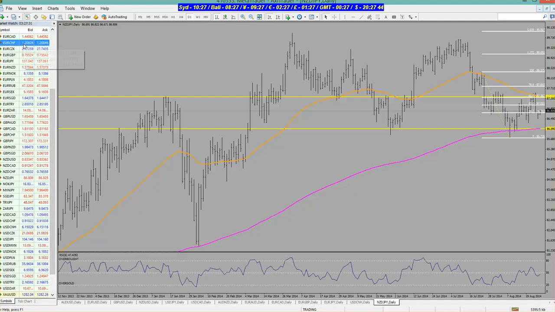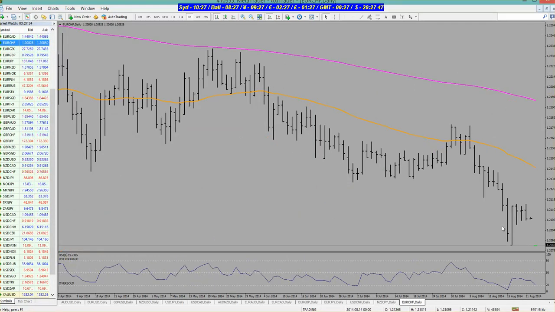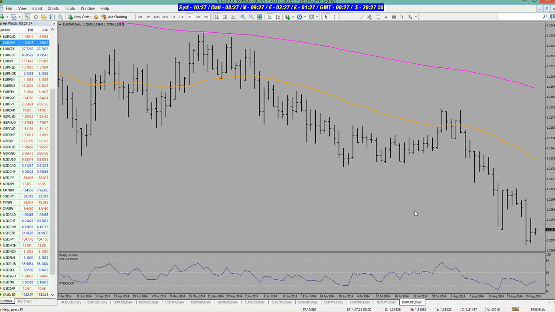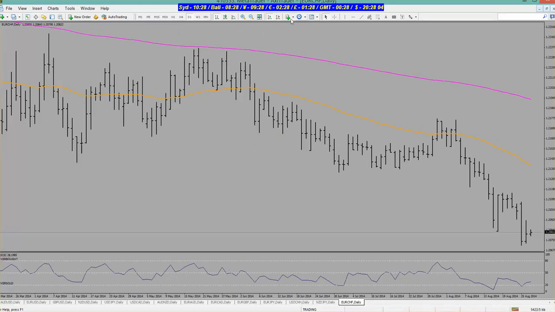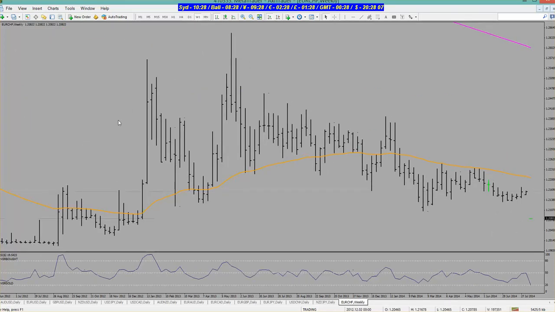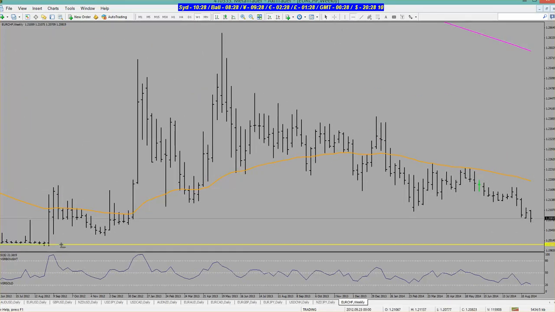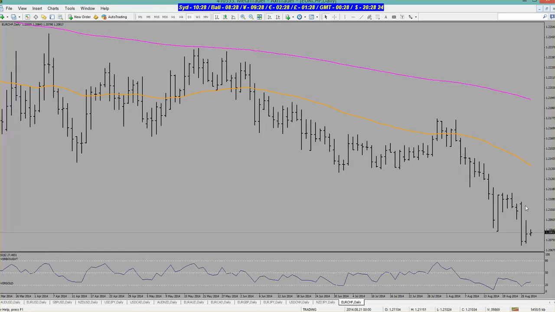Euro Swiss. You're looking at buying this and you didn't get an opportunity. It's certainly getting down, we've got divergence. And those of you who are aware of central bank intervention would know that the Swiss central bank steps in at $1.20 down there, 80 pips away from that. There's still no sign of buying yet.